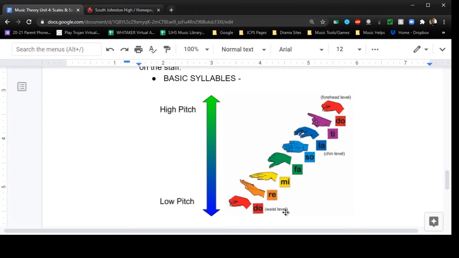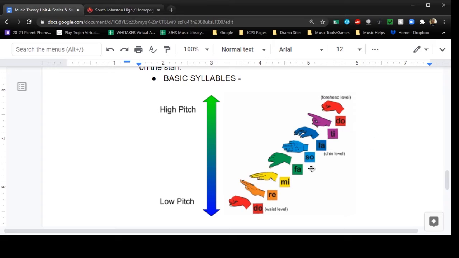Okay, so let's say do is this pitch. This is our tonic note, and we want to go up this scale, starting on this do and going to the top do up here, the high do. This is what it would sound like with these pitches. Do, re, mi, fa, sol, la, ti, do. And then we can also come back down as well. Do, ti, la, sol, fa, mi, re, do. All the way down to the low do. We went from low to high do.